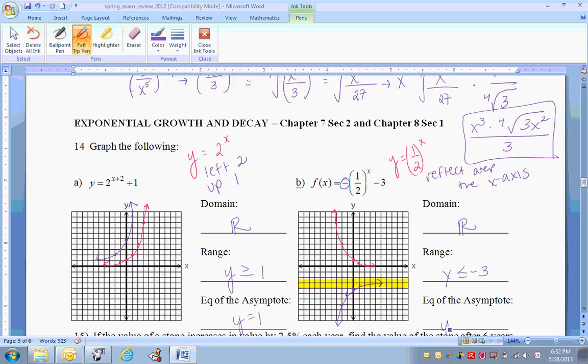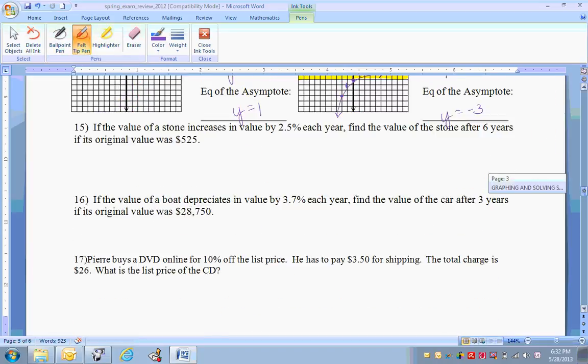So that equation is y equals -3. Okay, let's move on to number 15. It says if the value of a stone increases in value by 2.5% each year, find the value of the stone after 6 years. Well, we're going to use our exponential growth formula, which is A equals P times 1 plus r raised to the t.